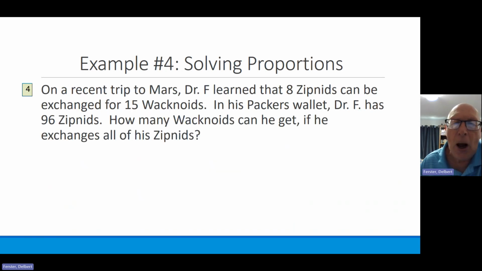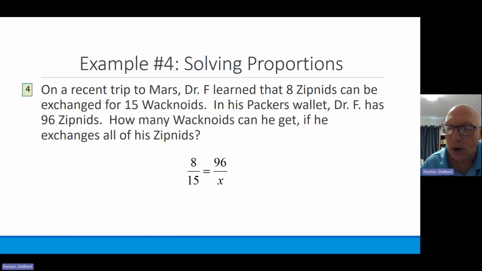All right. Certainly crazy units, zipnids and whacknoids. All you've got to be careful here is when you build your proportions, you want to make sure that you're consistent with where you're locating things. So if you write that first fraction, so you're going to put 8 on top and 15 on the bottom, because that's the way you met the numbers in the problem, that's fine. You've put zipnids on top, you put whacknoids on the bottom. Be consistent as you build the right side fraction as well. So I said, hey, that sounds good. Let's put 8 over 15.